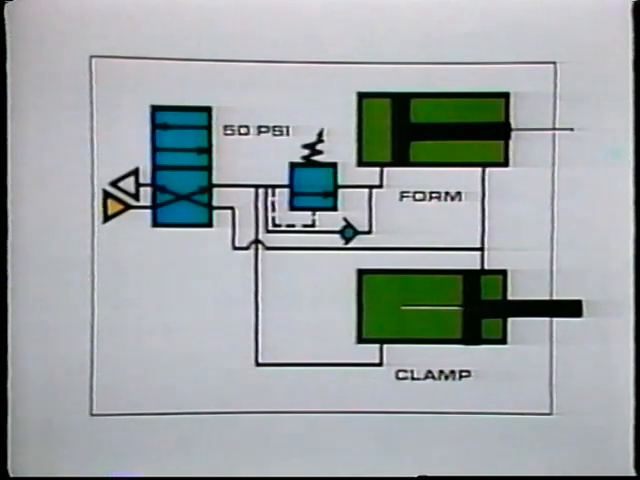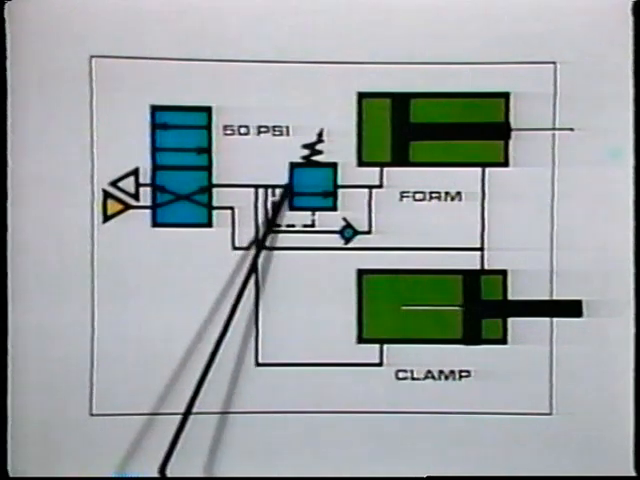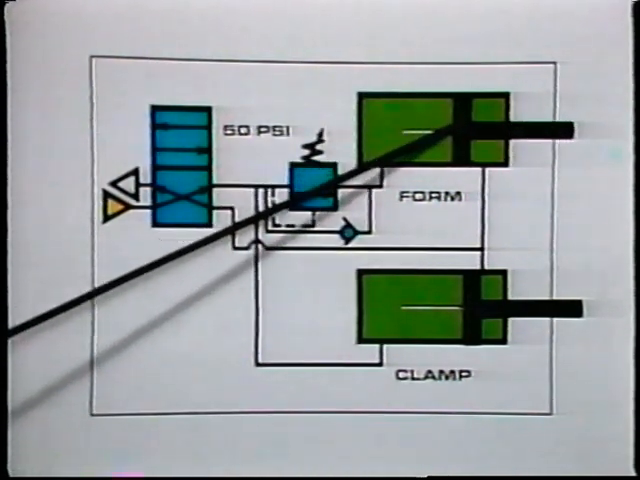When 50 psi is reached, this valve opens and air is allowed to pass from the inlet to the outlet, and the forming cylinder is activated. So by using a sequence valve, we are able to control the order in which cylinders are activated. For safety's sake, let me mention that this was a simplified circuit for purposes of illustration. In real life, there would be additional components to make sure the clamping cylinder had completed its action before the forming cylinder moved.